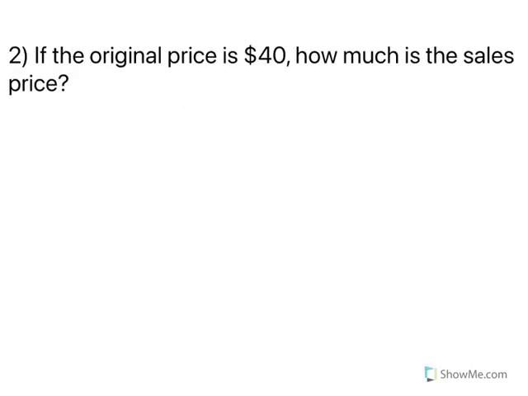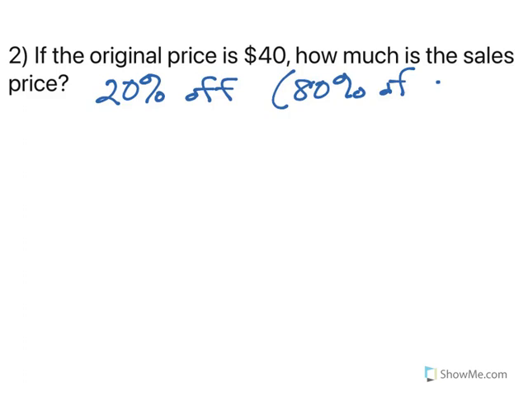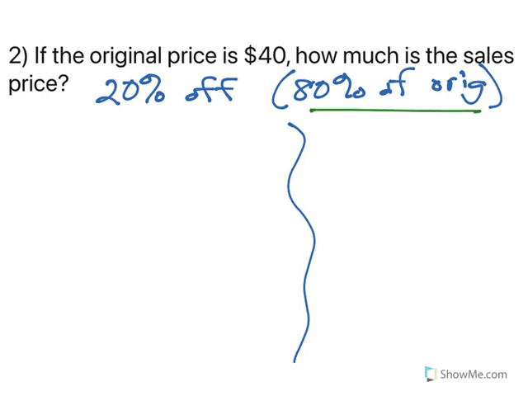So if the original price is $40, how much is the sales price? So remember, we are playing with the 20% off, which means we are paying 80% of the original price. Now, we're going to do this problem two different ways. First is using an equation. And we're going to do that by, again, playing with the 80% of the original price is the sales price.